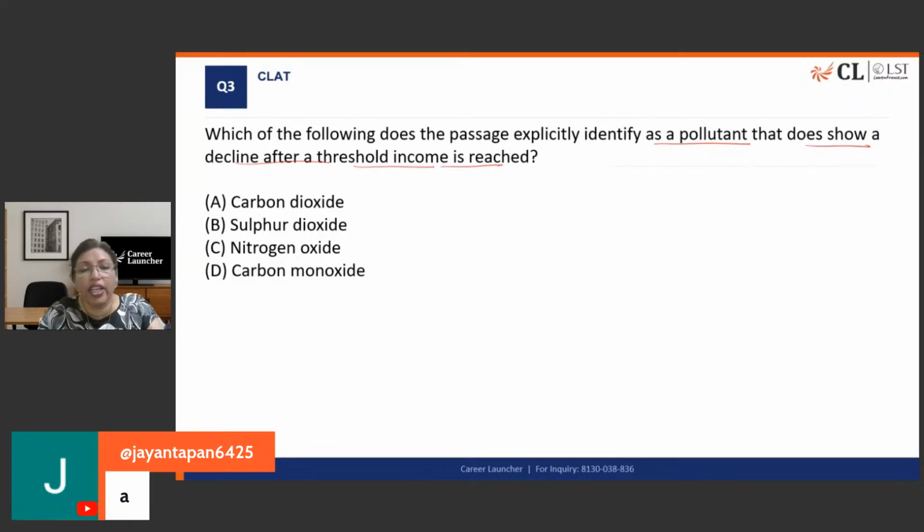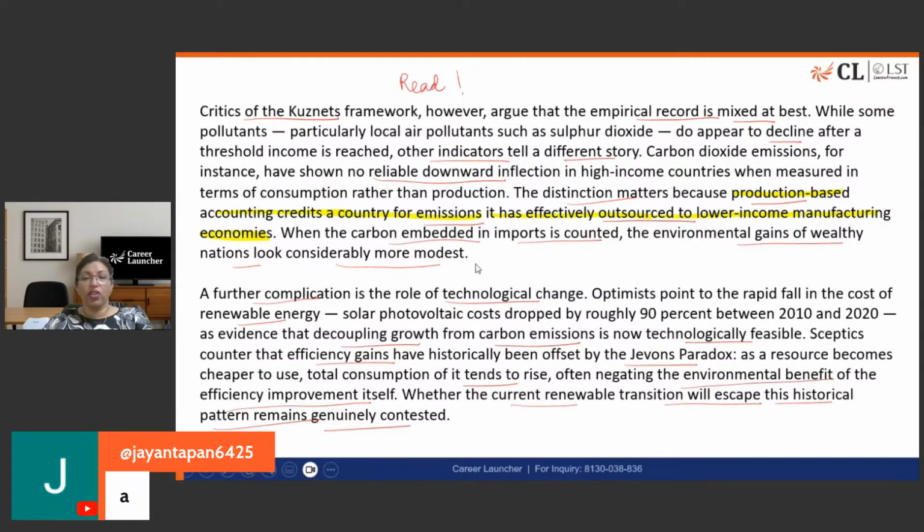The passage very clearly gave us this answer also. Okay, Siddhi says C. I'm waiting for your answers. Others, Jayant says A. Anyone else with any answer? So let's take a look. The passage very clearly said carbon dioxide has not shown any. Let's underline: carbon dioxide emissions have shown no reliable downward inflection. So no.